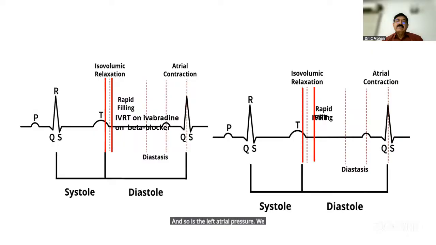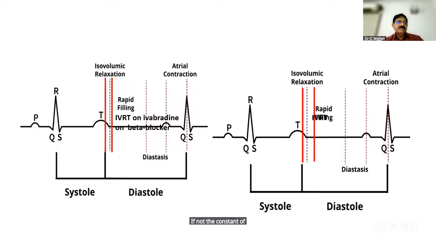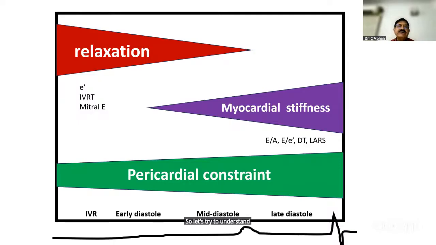We have discussed a lot about isovolumic relaxation time, but suffice to say that this is not tau, the constant of relaxation, and it actually is one phase which gives you an idea about diastolic function, and it changes biphasically. That means when it is short, it indicates increased left atrial pressure, and when it is prolonged, it tells you about impaired relaxation. So let's try to understand what happens actually in diastole.